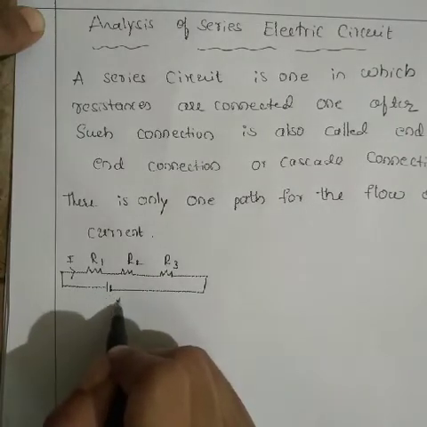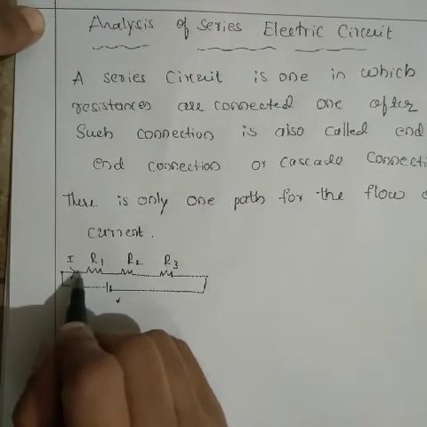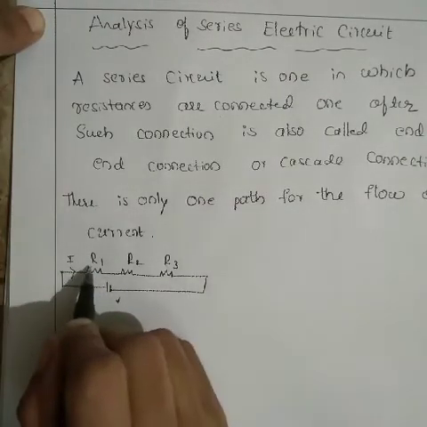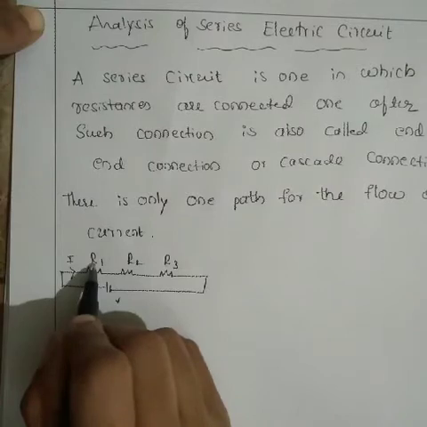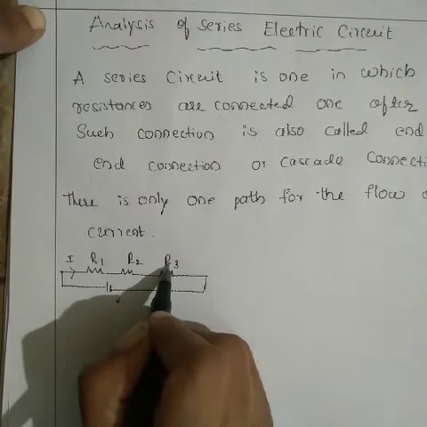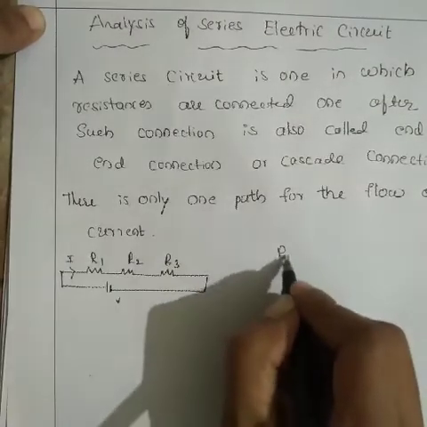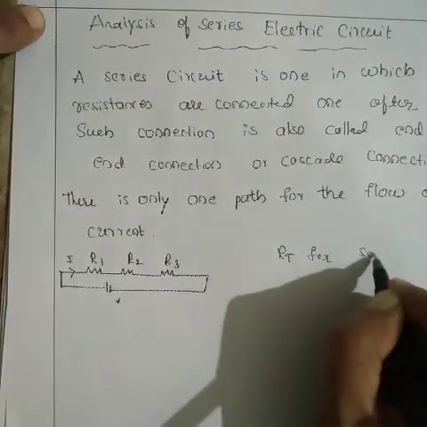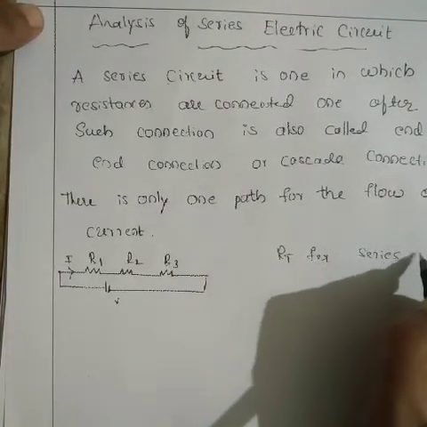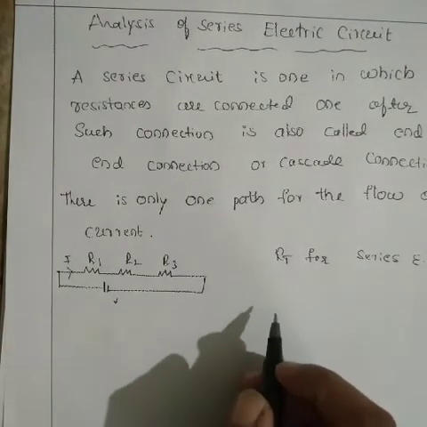Across the voltage source V, I is the current. Here there is only one path for the flow of electric current. In a series electric circuit, the same current flows in each resistance, that is R1, R2, then R3. Now your main intention is finding the total resistance for series electric circuits. What is the total resistance for series electric circuits?